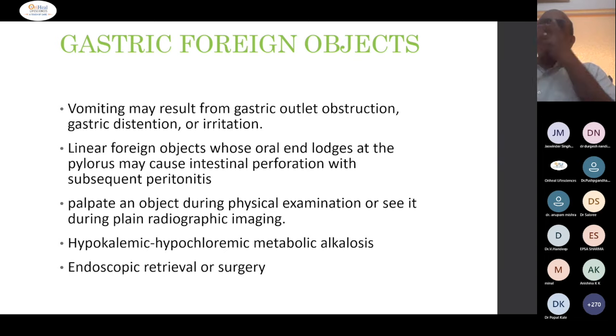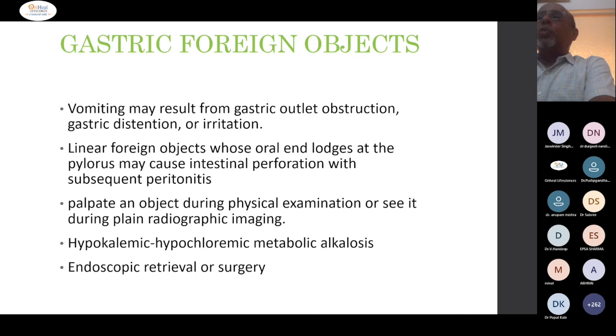So gastric foreign bodies are very common. Vomiting may result from gastric outlet obstruction, gastric distension, or irritation. Any of these three things can happen. Either there can be a severe obstruction, for example, a foreign body like socks completely occluding the pylorus, then there will be vomition. Or there can be a severe distension where the foreign body is huge. Because of distension, there is vomition, because I told you, stretch receptors can cause vomition. Or sometimes it can be highly irritating. This foreign body can be a rough stone. It can irritate and cause vomition.